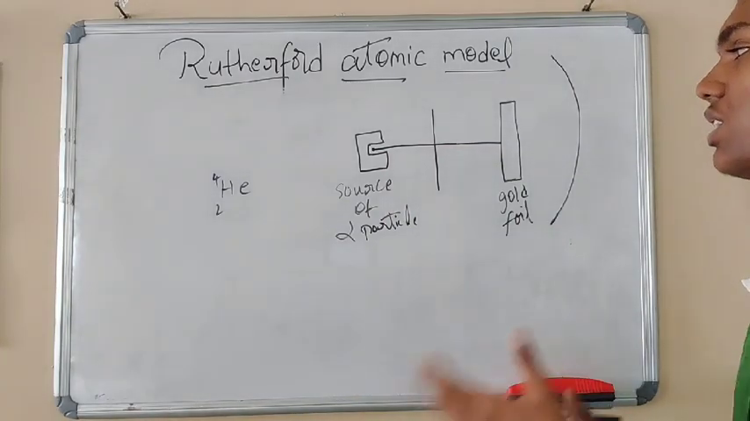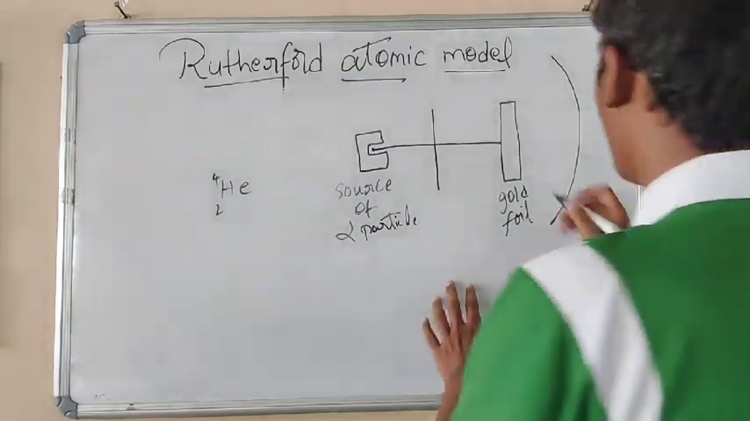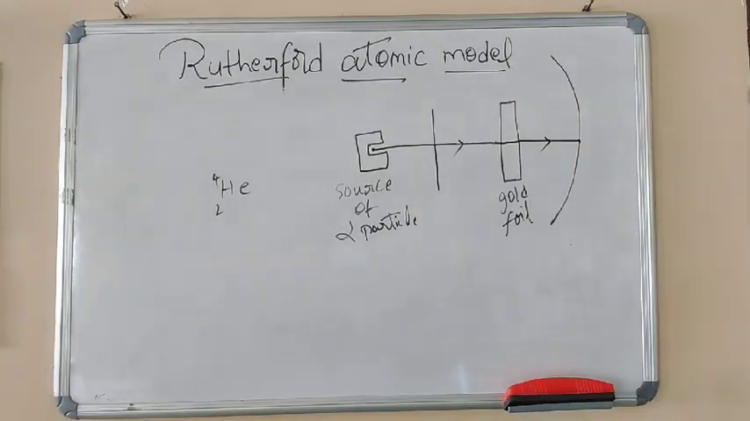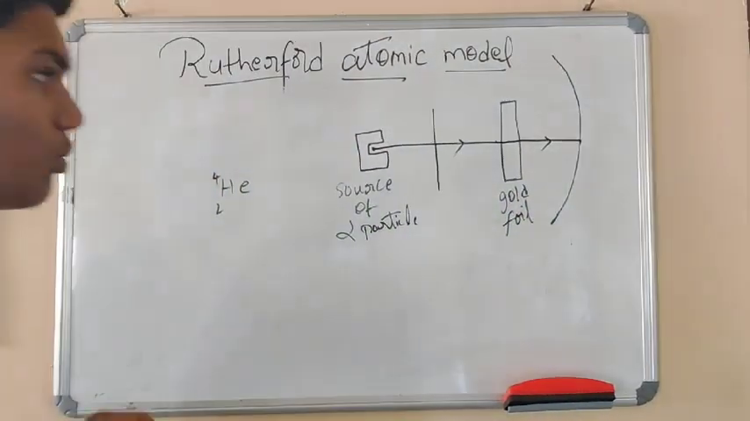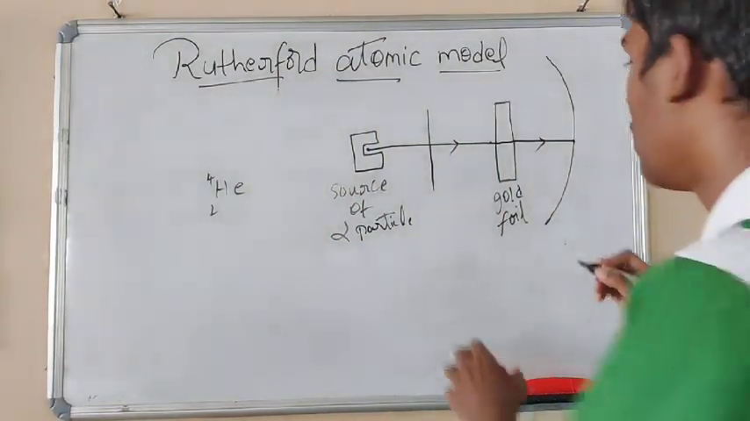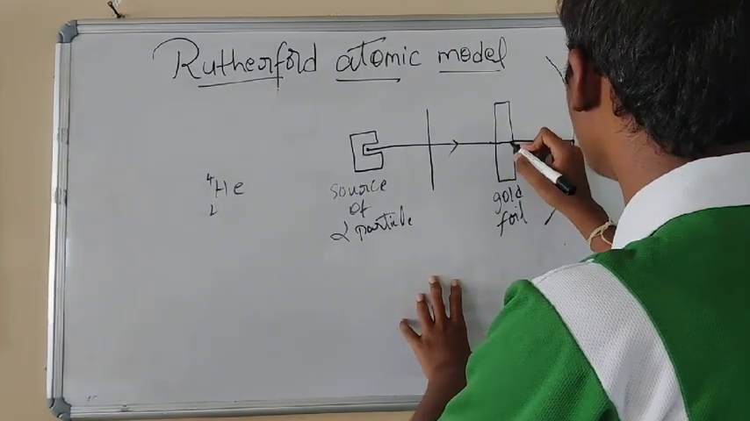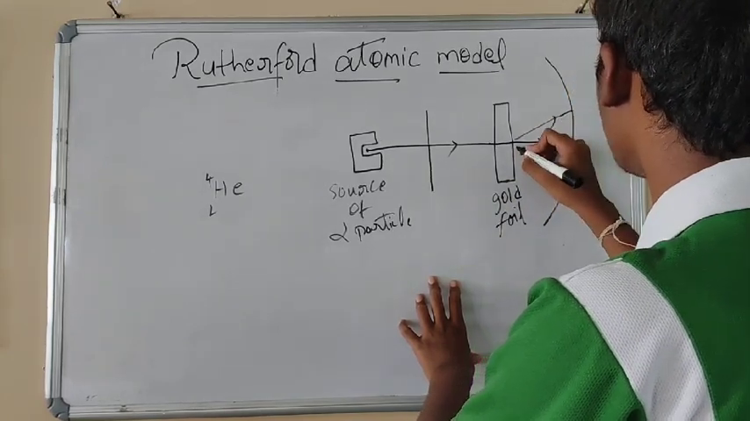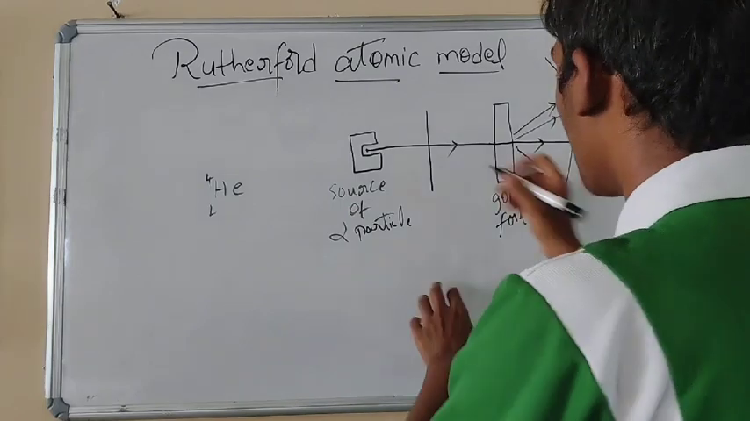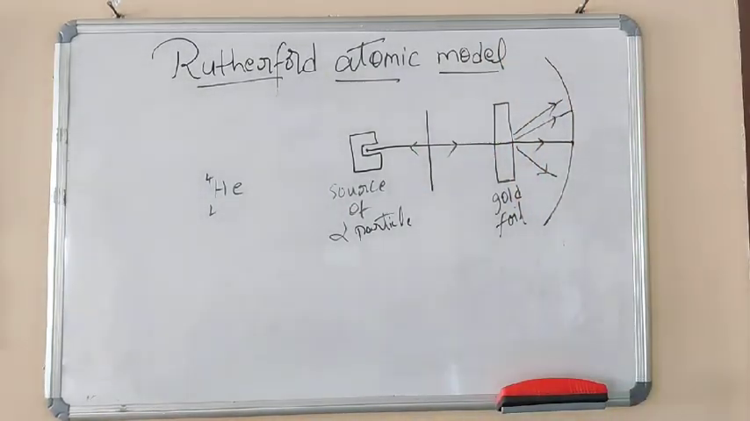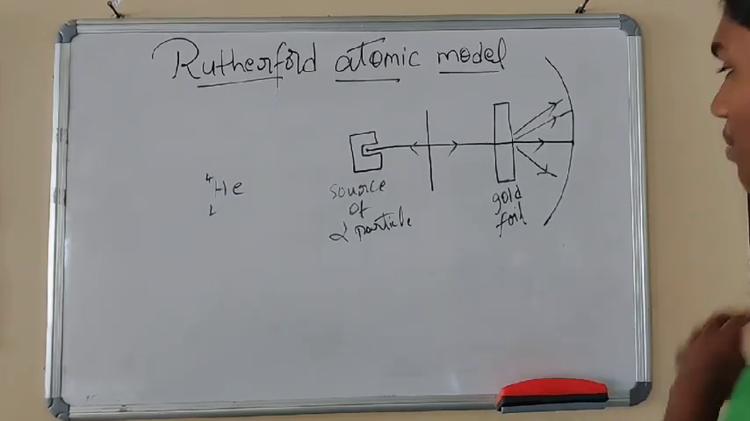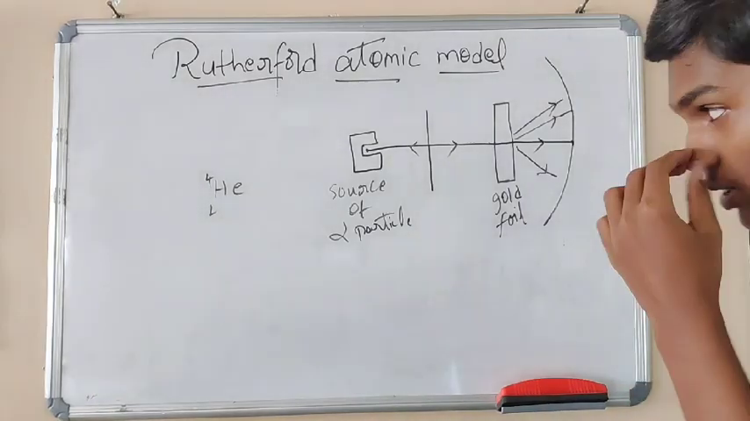So what observations did he make? The first observation is that most of the alpha particles pass through the gold foil in a straight line, few alpha particles are deflected with some angles, and few alpha particles are bounced back along the same path, which is 180 degrees.